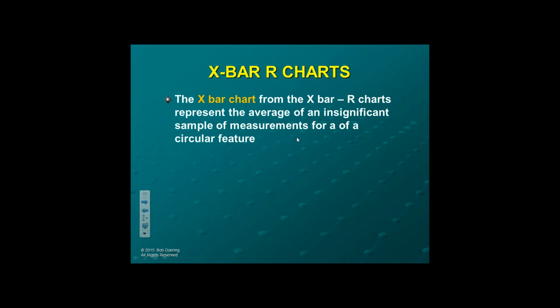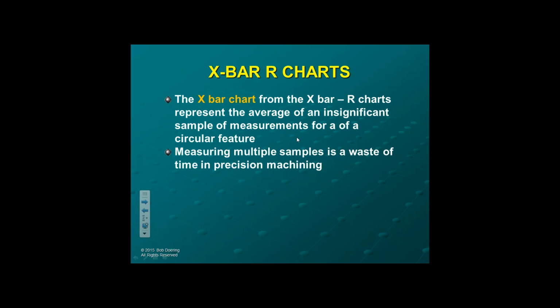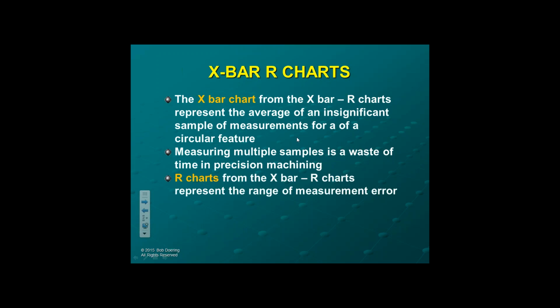So the X bar chart from the X bar and R charts represents the average of an insignificant sample of measurements of a circular feature. That's not very useful. Measuring multiple samples is a waste of time in precision machining, because several samples closely related in time are going to be very similar. And then the R charts represent the range of measurement error. All you're picking up is the variation from roundness, not the variation from the process over time. You're picking up essentially within part variation instead of over time.